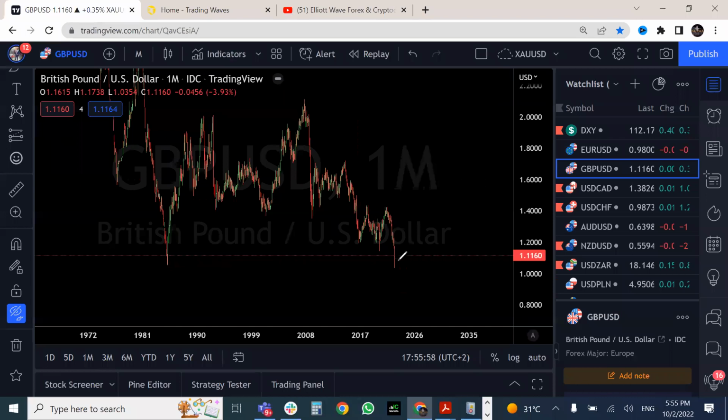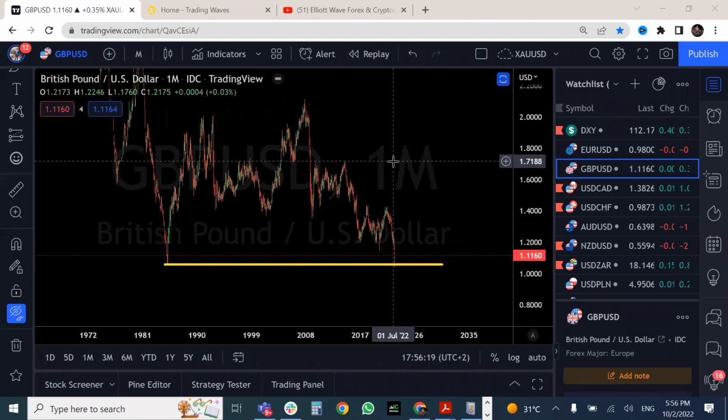Those who trade support and resistance will be thinking that this is a major support zone. That's why they were looking for this one to start reversing. So even support and resistance traders should have got this move. We've already reversed by about 400 to 600 pips from that level. So as you can see, that level was way back in 1986.